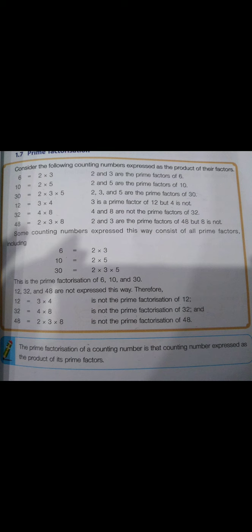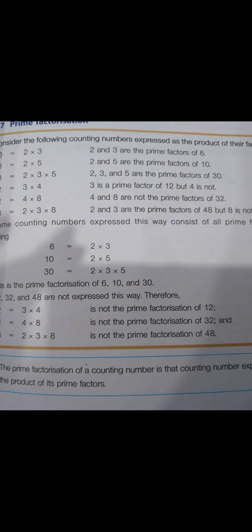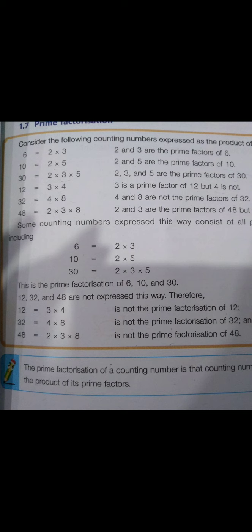For example, 6 equals 2 times 3. Consider the following counting numbers expressed as the product of their factors. So 6 equals 2 times 3. 2 and 3 are the prime factors of 6. And then 10 equals 2 times 5. 2 and 5 are the prime factors of 10.